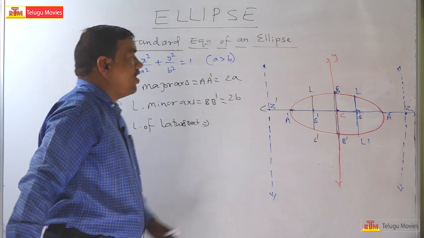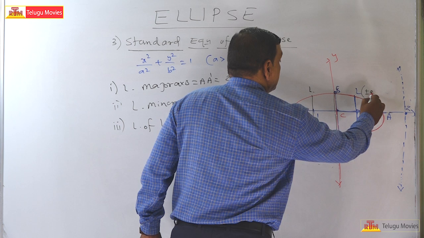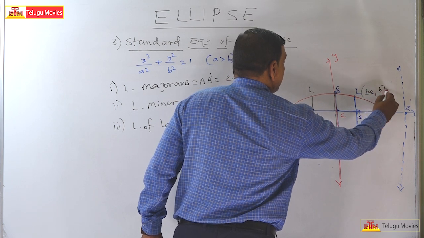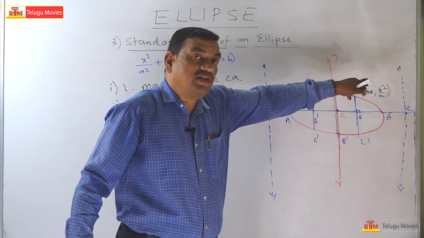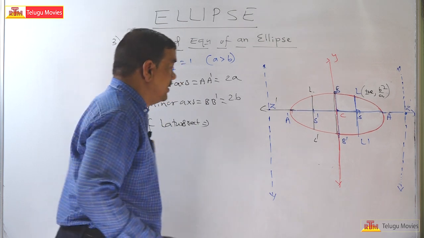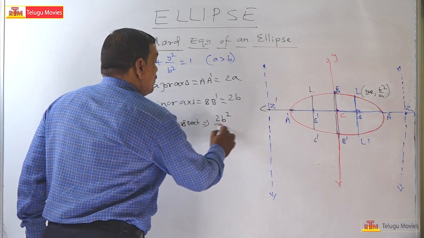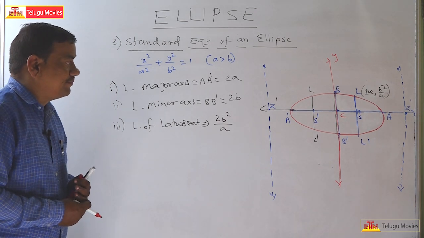So this is given already, the L coordinates. What are the coordinates of L? Plus or minus AE comma B square by A. That means from S to L the distance is B square by A. Same distance from S to L dash, also B square by A. Therefore, it is 2B square by A. The length of the latus rectum is 2B square by A.